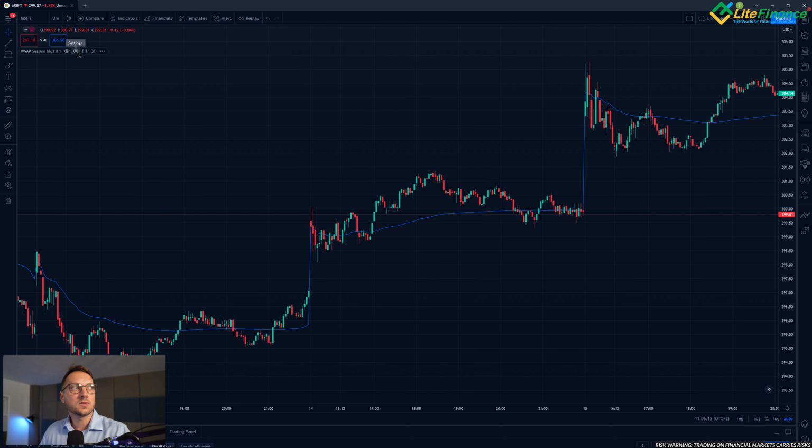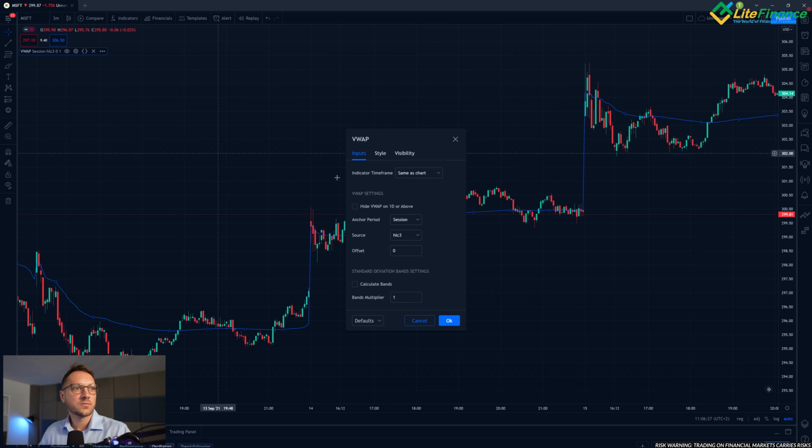But in the TradingView platform, or maybe in other platforms too, I think yes, but I didn't check them, you can also set the anchor for your indicator. So basically you need to change the anchor period. You change the setting for when the data from the indicator are refreshed. So you change from one session to a week, month, quarter, or year.